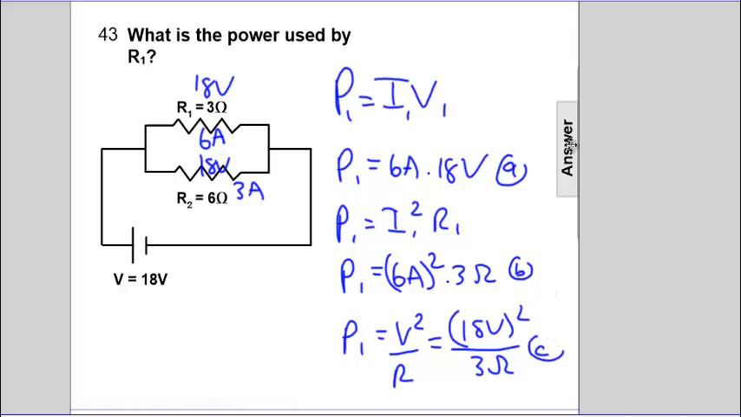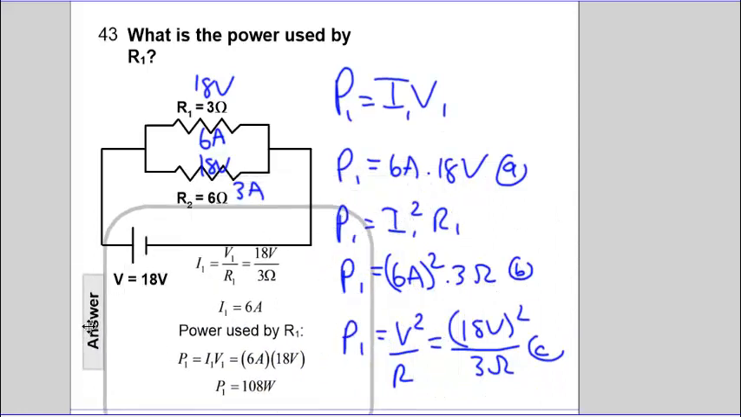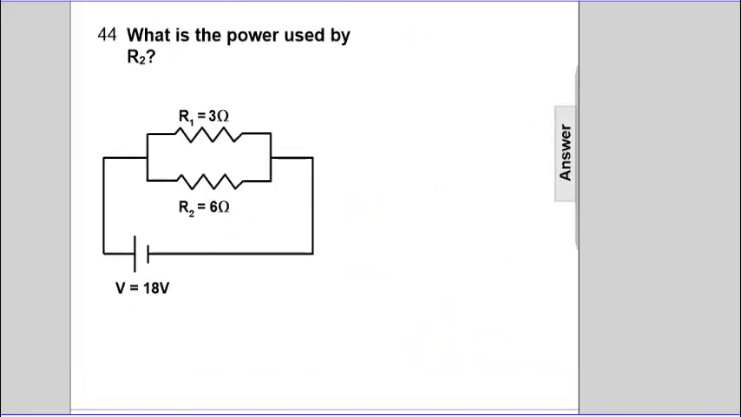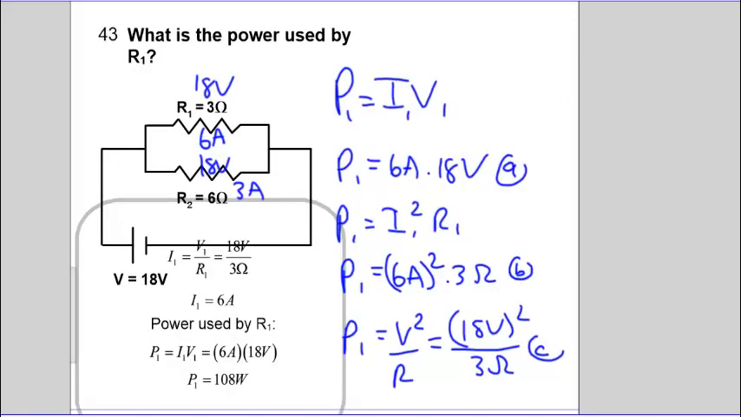Let's reveal the answer and see what they have to say and what method they used. Again, they used power 1 is I1 times V1. 6 amps times 18 volts, they're going to get 108 watts. That means 108 joules of energy is transformed every second. What is the power from R2? So let's go back. We said 108 watts there.